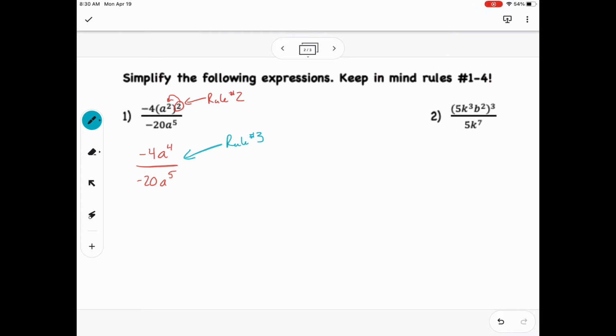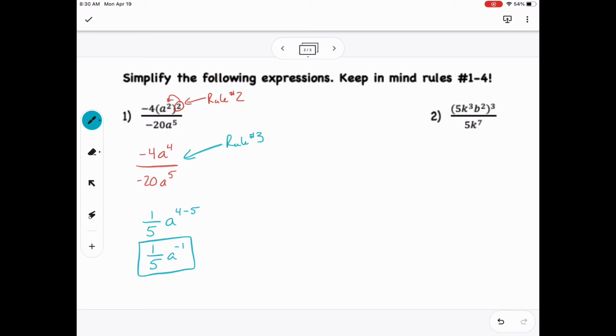So negative 4 divided by negative 20 would be separated from the a's, and that gets me 1/5. And then I have an a to the 4th divided by a to the 5th, so that's 4 minus 5, which gets me a to the negative 1st. We haven't quite gotten to negative exponents yet, so we'll talk about that in the next video. So I'm going to leave it as a to the negative 1st here.